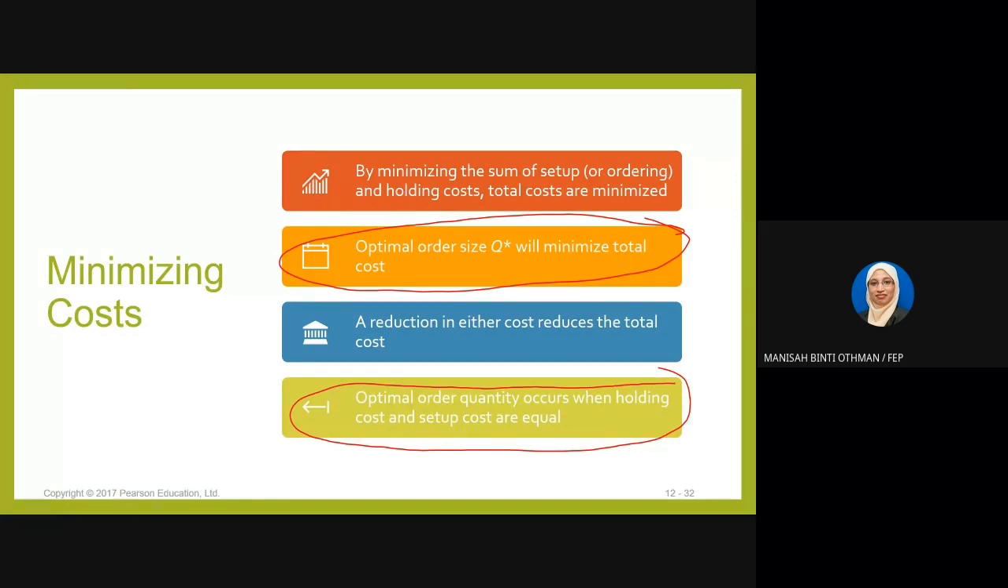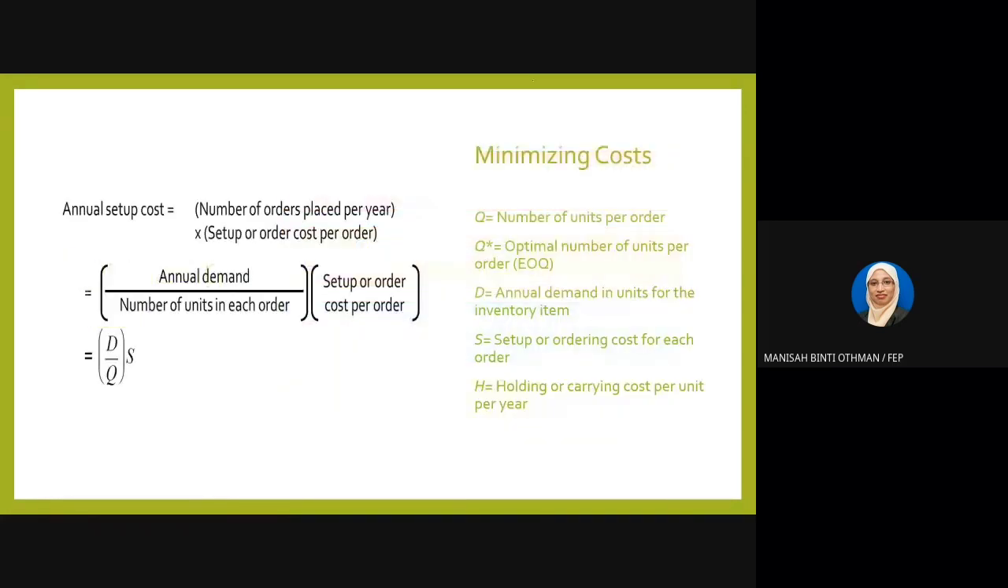Alright, so now we want to start the calculation part. I hope that you remember these two points. The optimal order quantity happens when there is the minimum total inventory cost. So when is it the optimal order quantity? When holding cost equals ordering cost. Now we go to the calculation.